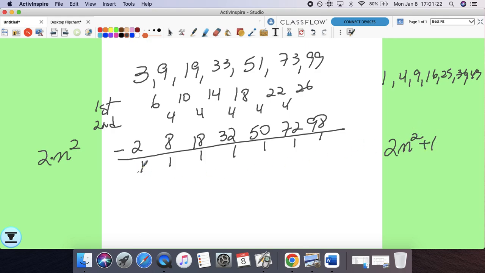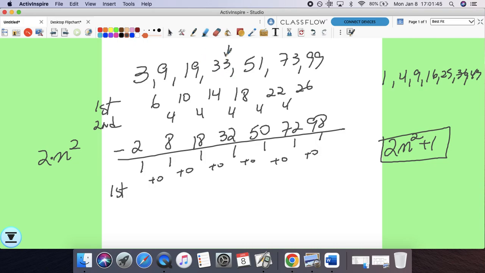Plus 1, because if you take the first difference, it's just plus 0, plus 0, plus 0, plus 0, plus 0, so the slope is 0, right? So my expression is just 2n squared plus 1. Oh, I'll definitely give you a different one tomorrow.